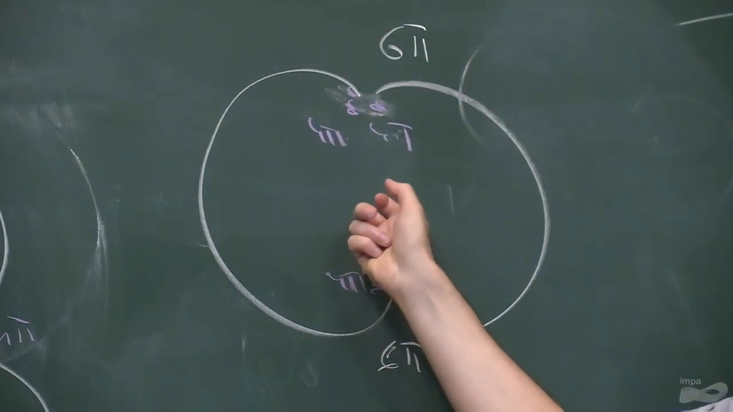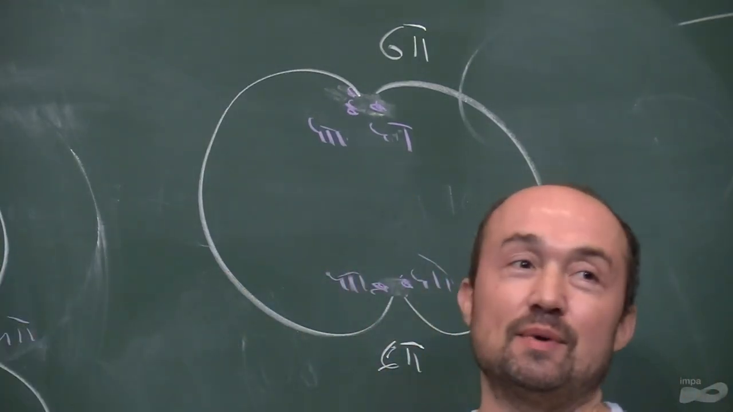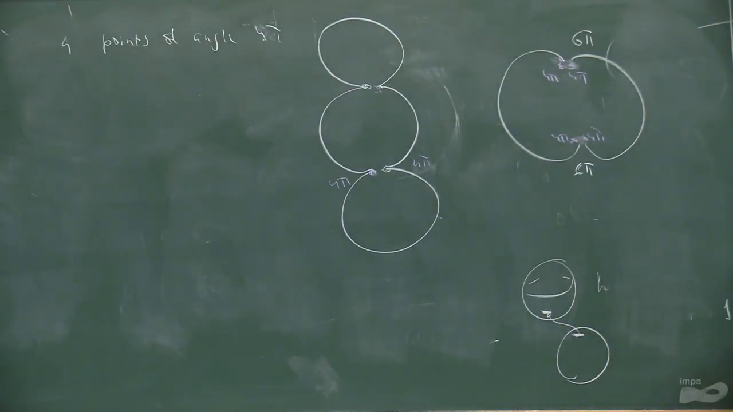And it's obvious from this picture that these metrics are really different. They're completely different. So this is an illustrative example that in spherical geometry, there is nothing like uniqueness of the metric. The metric is not unique, if it exists.